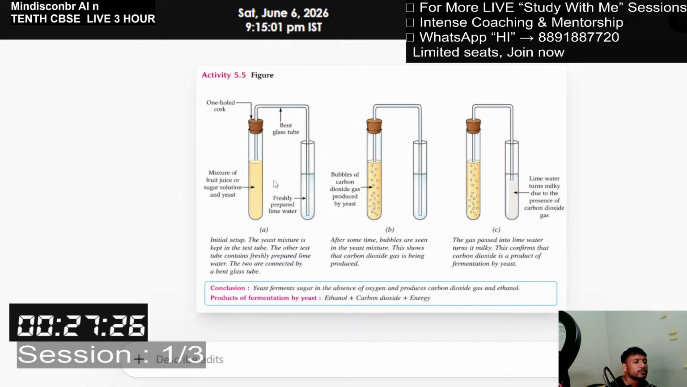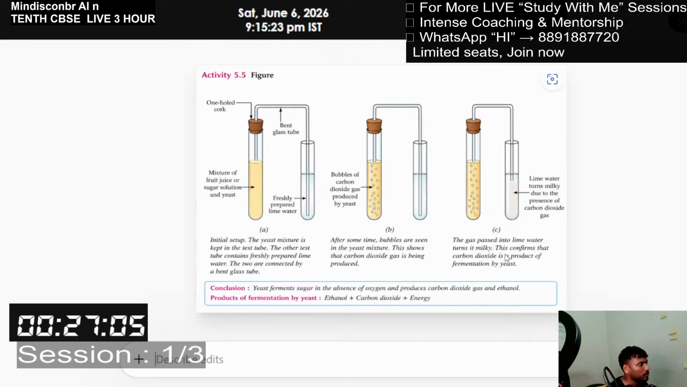What happens in fruit juice? Sugar is there, and if we are taking sugar solution, also sugar is there. Sugar is of the form C6H12O6. So when yeast combines with the sugar, what will happen? That will lead to the formation of carbon dioxide. After some time, bubbles are seen in the yeast mixture. This shows that carbon dioxide gas is being produced.